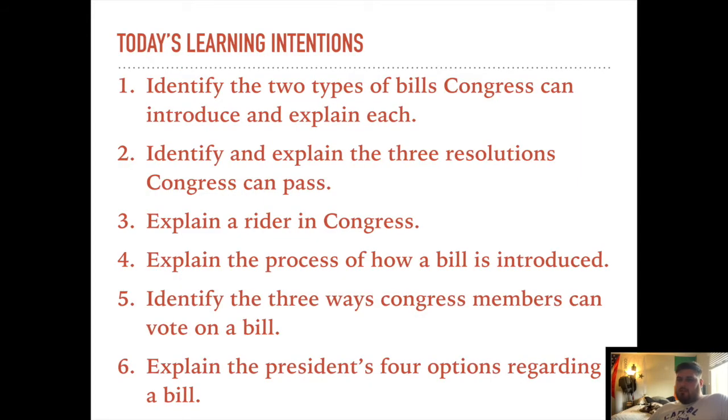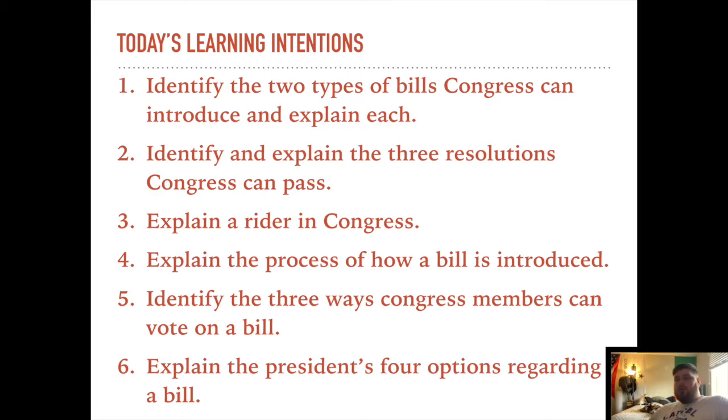So today's success criteria. Number 1, identify the 2 types of bills Congress can introduce and explain each. Shouldn't be anything too crazy there. 2, identify and explain the 3 resolutions Congress can pass. 3, explain a rider in Congress. 4, explain the process of how a bill is introduced. 5, identify the 3 ways Congress members can vote on a bill. And then finally 6, explain the president's 4 options regarding a bill. So this is all focusing on bills and how bills become law.